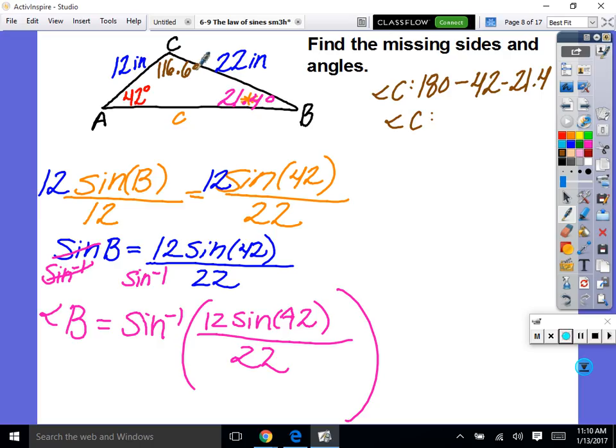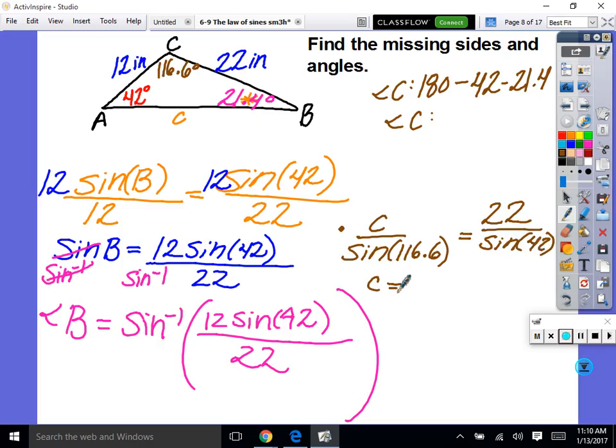Now we could use the law of sines to find side C. I would say side C, let's put it on top. So C over the sine of the angle, which is 116.6, will be equal to, either one will work, I'll just go with this one, 22 over the sine of 42. Now solving for C, I multiply both sides by sine of 116.6, divided by sine of 42.